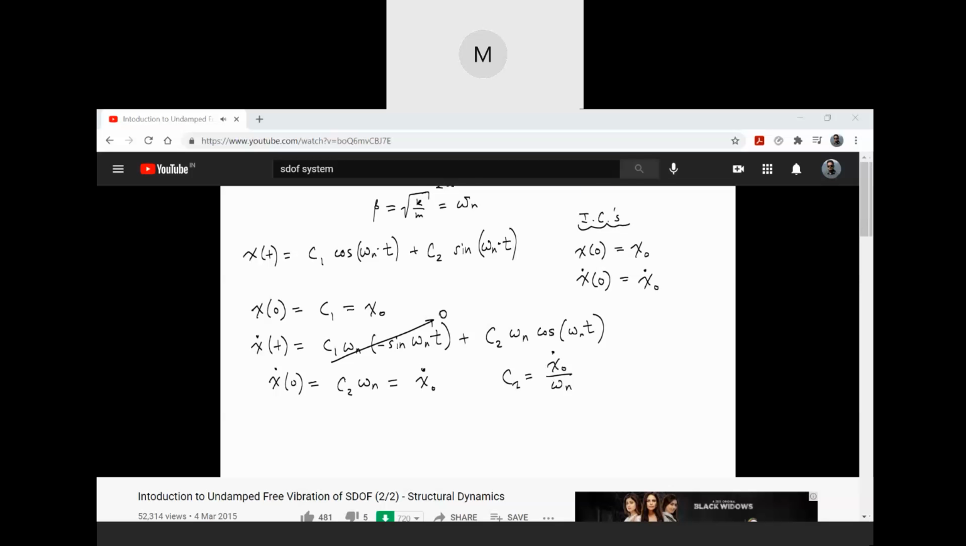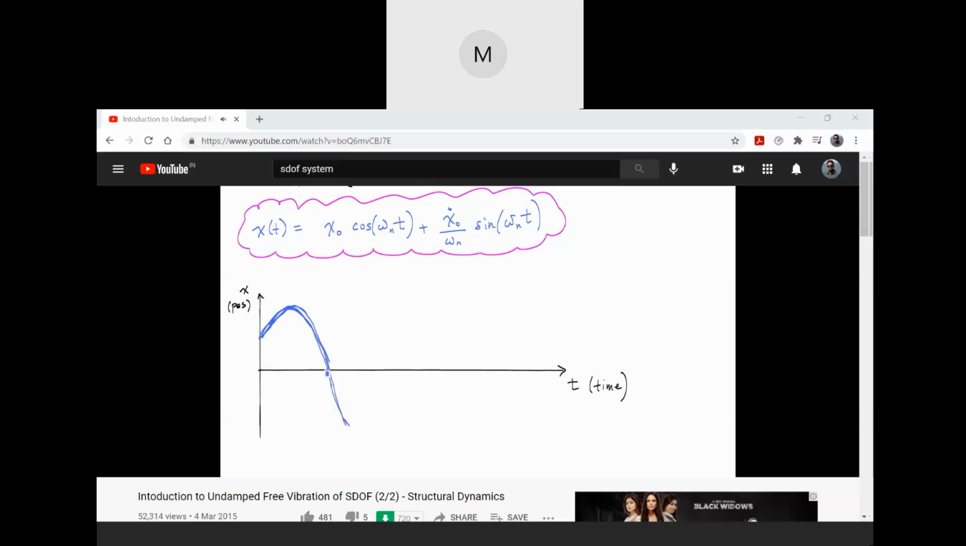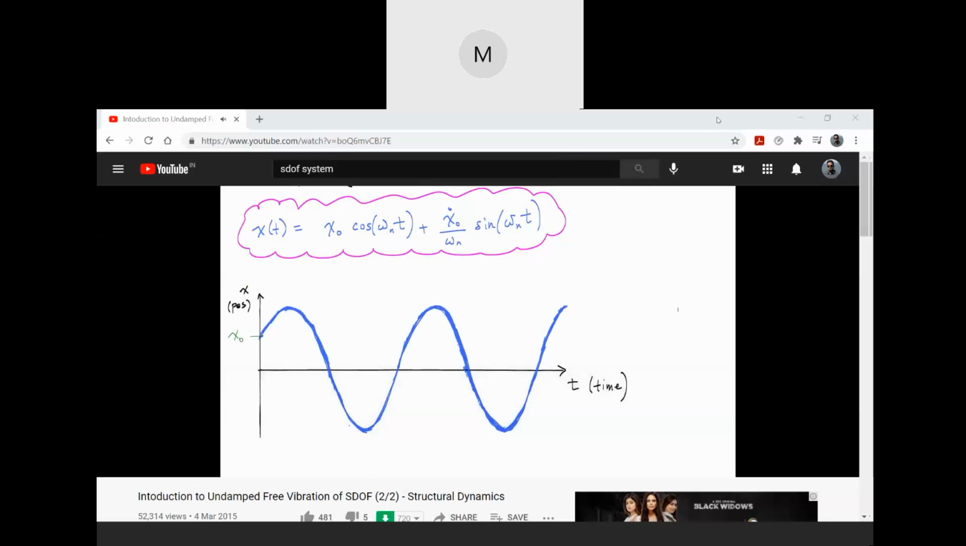And my final solution for position as a function of time for a single degree of freedom system would be x0 cosine omega n t plus the initial velocity over omega n times sine omega n t. And here, if you were to plot this in terms of position as a function of time, it would look something like this. All right, that's as good as this graph is going to get for me. But this is the way the graph is going to look. This initial distance right here, this x0, is the initial displacement that I apply to the structure or to the system before I let go. And the slope at this point right here represents the velocity.